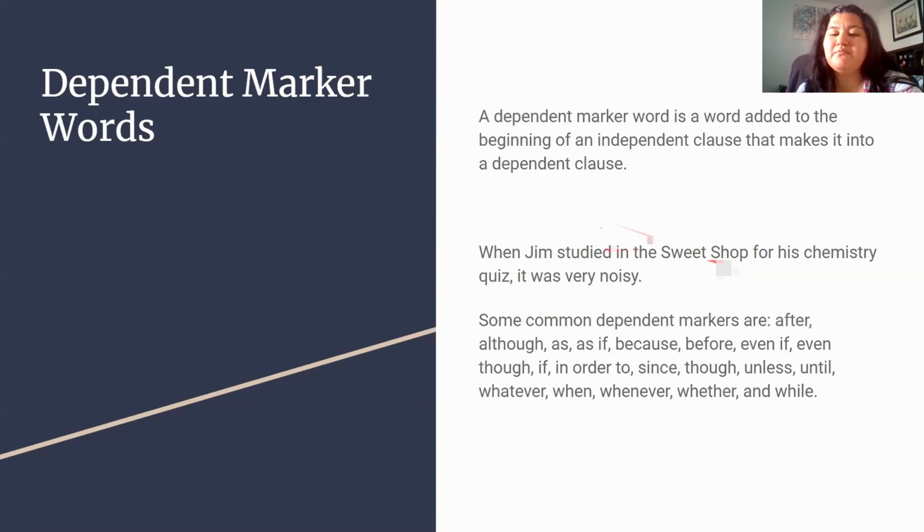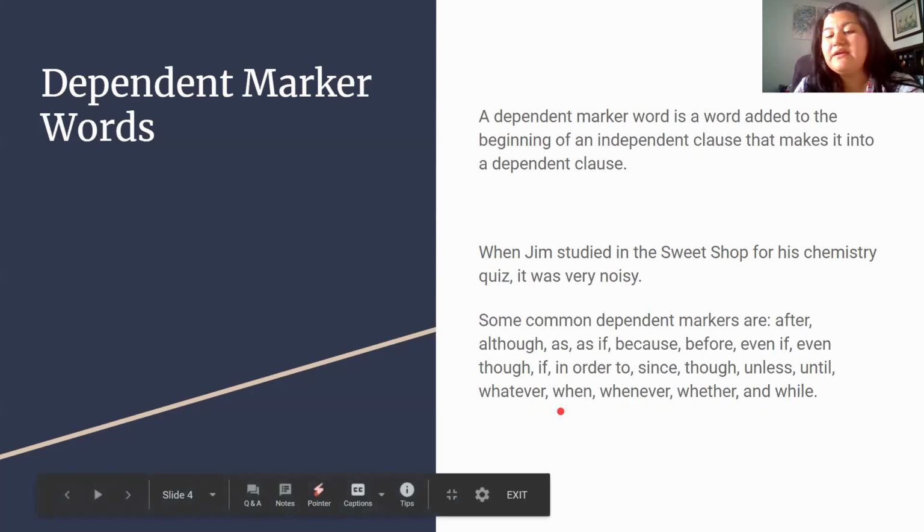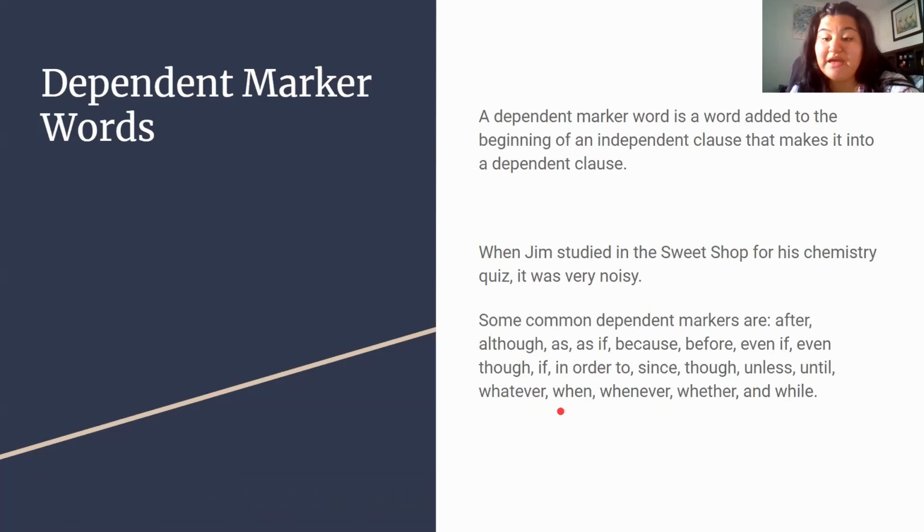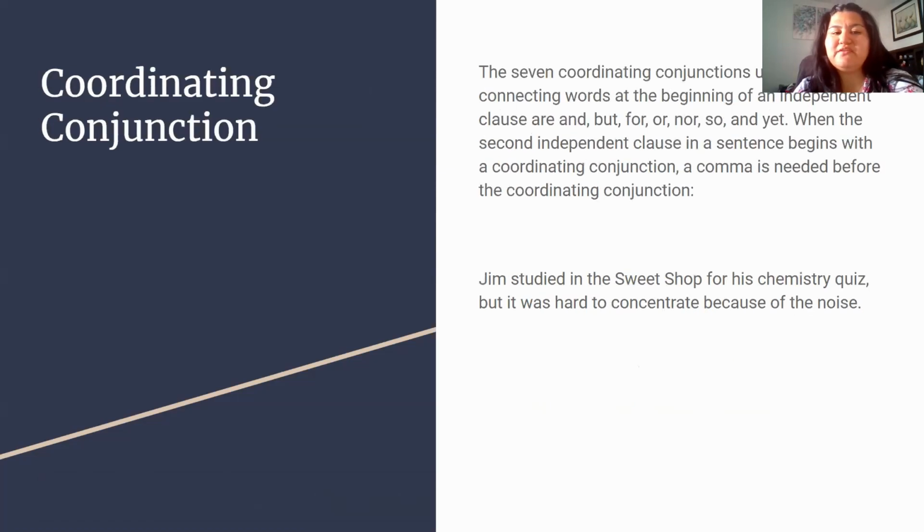Some common dependent markers to keep in mind are after, although, as if, because, before, even if, whenever, and when. Those are things that you need to expand on, things that you need to add upon. Just keep that in mind so that you're able to easily identify them.